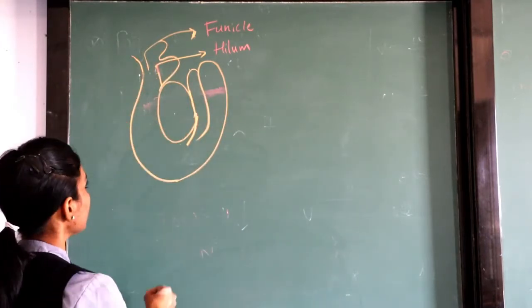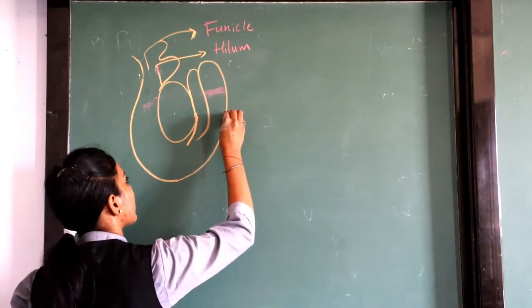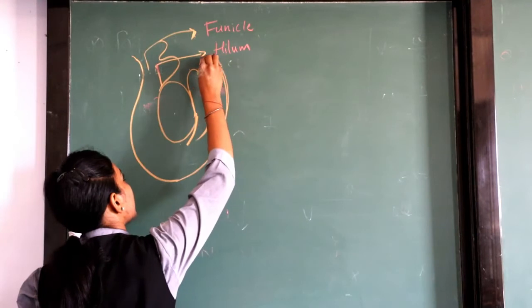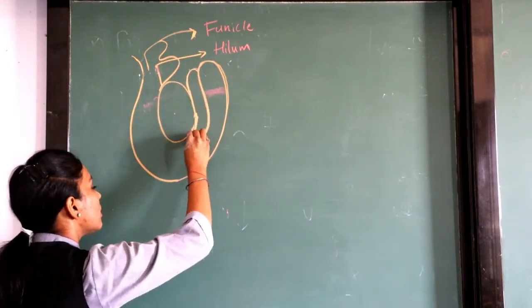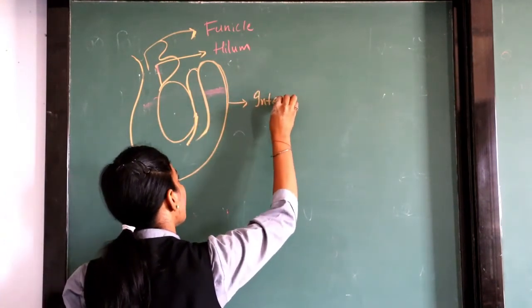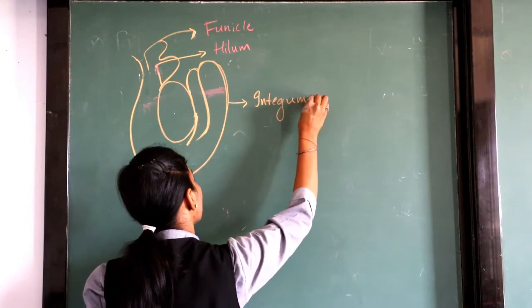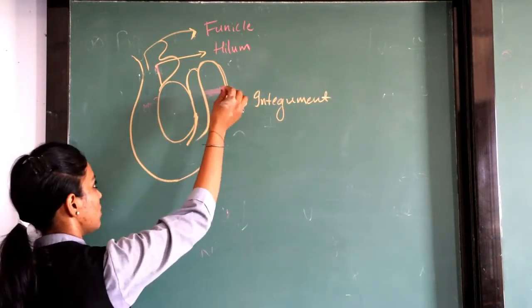Now next part we will see with the lining. This particular lining that you see, the outer lining, this lining is called integuments. Okay, these integuments, you can see they are present inside also and outside also.